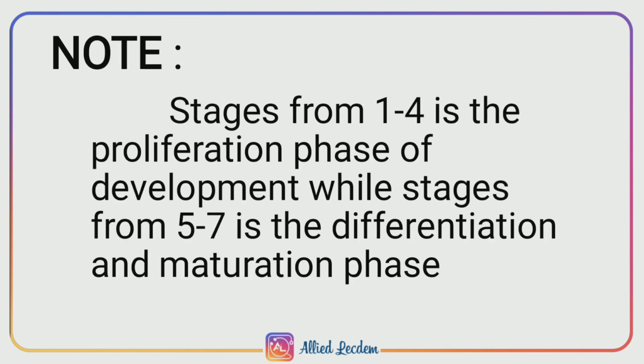Note, as the development has 3 phases, here the stages from 1 to 4, that is from pluripotent stem cell to myelocyte, is the proliferation phase of development, while stages from 5 to 7, that is from metamyelocyte to polymorphonuclear granulocytes, is the differentiation and maturation phase.